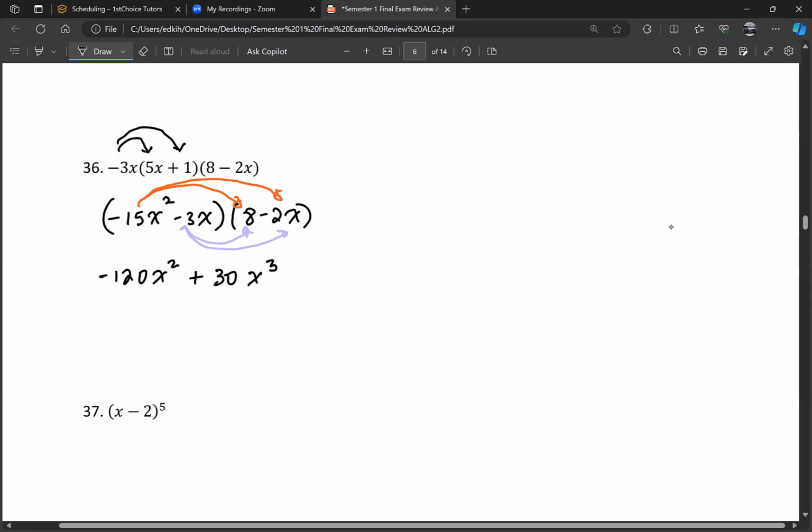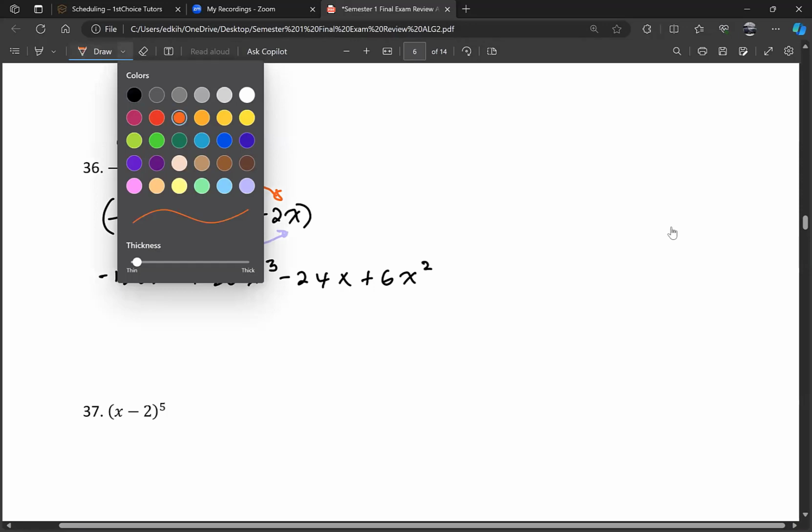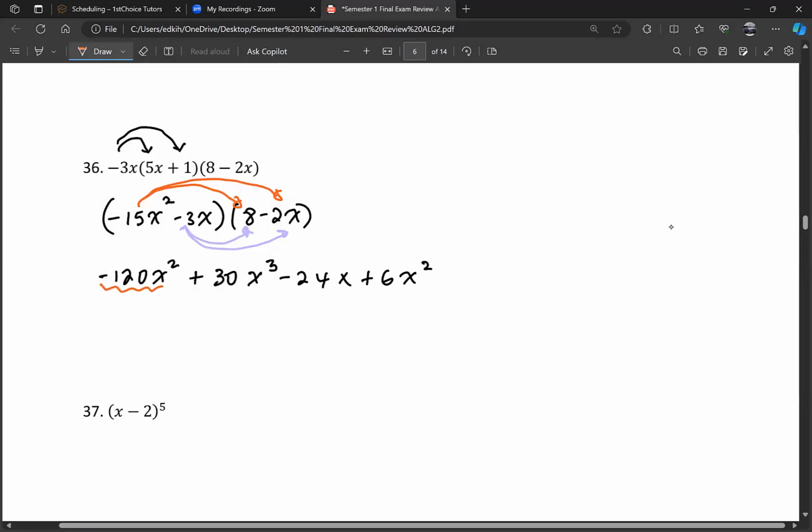And then let's do the purple ones. Negative 3x times 8 is negative 24x. Negative 3x times negative 2x is positive 6x to the second. Again, we're at the point where we need to combine like terms. Notice this guy here and that guy are both x squared, so those are like terms. We need to combine them. But it has to be in standard form. So I'm going to write the 30x to the third first. Negative 120x squared plus 6x squared is negative 114x to the second. And then minus 24x. Standard form.